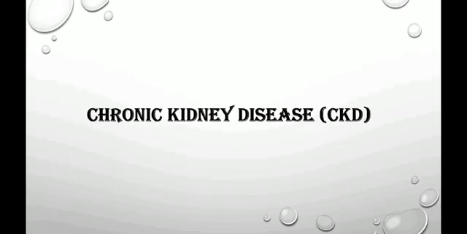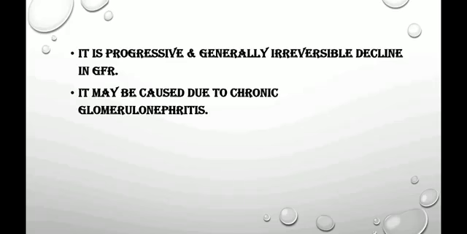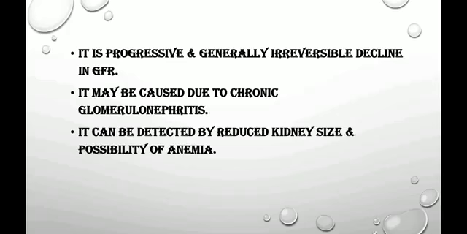Then the second one is chronic kidney disease. Actually, it is an irreversible type of condition. That means once your kidney is in this chronic condition, it cannot be treated. The only option you have is transplantation. So you can say it is a progressive and irreversible decline in glomerular filtration rate. It may be caused by chronic glomerulonephritis, and it can be detected by reduced kidney size and the possibility of anemia.